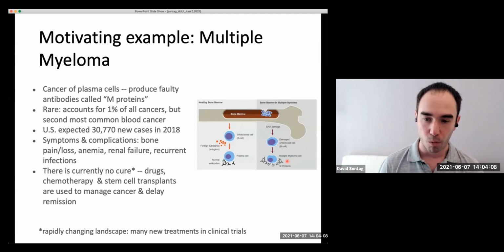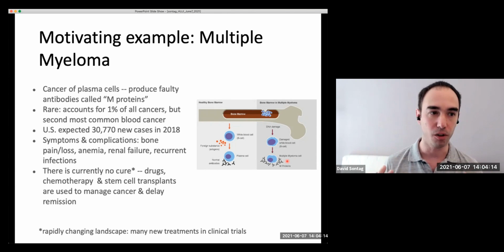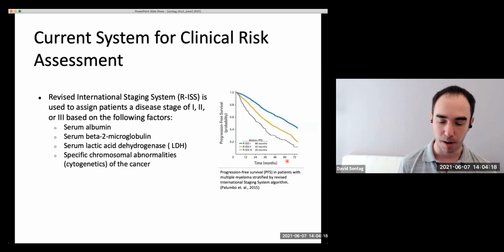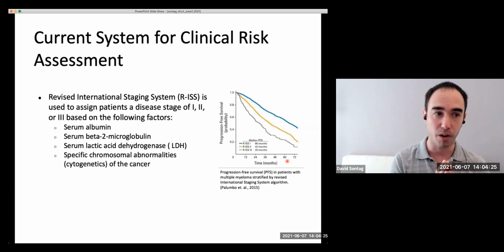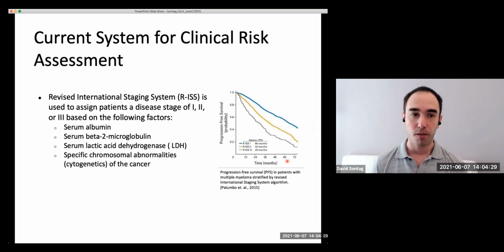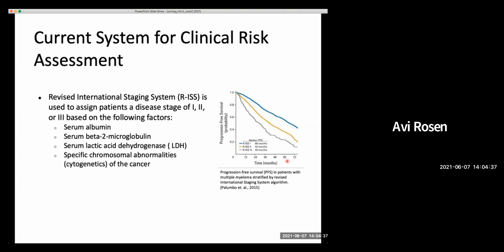So thinking about this as our running example, what are we going to be seeking to do in today's talk? Well, we want to think about how one both stages the disease and how one thinks about what's going to happen to a patient over the course of their disease. For multiple myeloma, a common way of staging the cancer is by using what's known as the international staging system. And it's relatively simple.